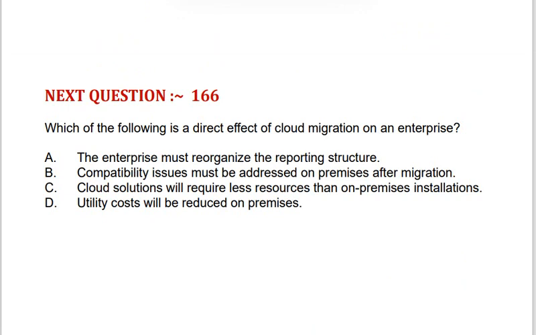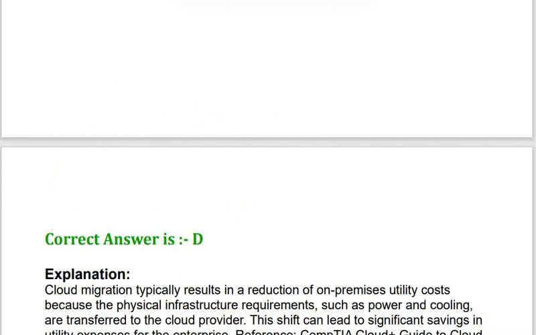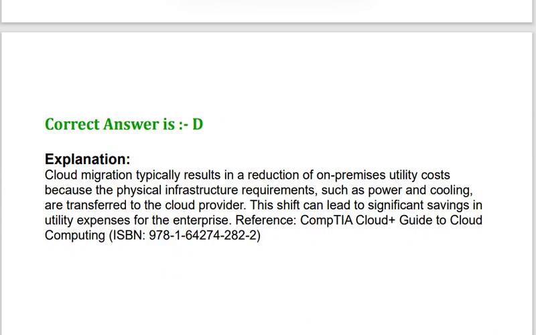Question is, which of the following is a direct effect of cloud migration on an enterprise? Option A, the enterprise must recognize the reporting structure. Option B, compatibility issues must be addressed on premises after migration. Option C, cloud solutions will require less resources than on-premises installations. Option D, utility cost will be reduced on premises. Correct answer is option D.